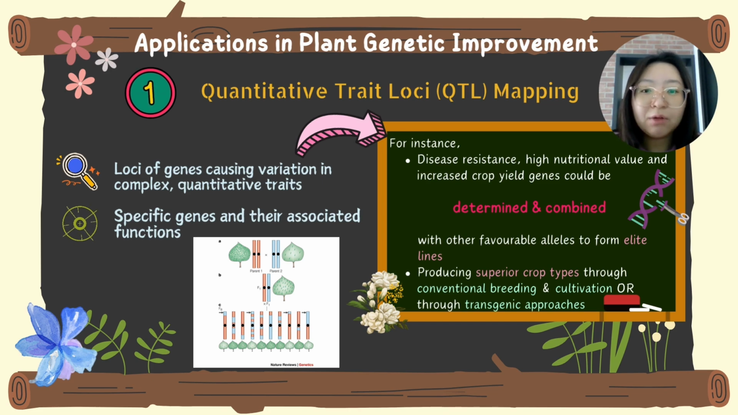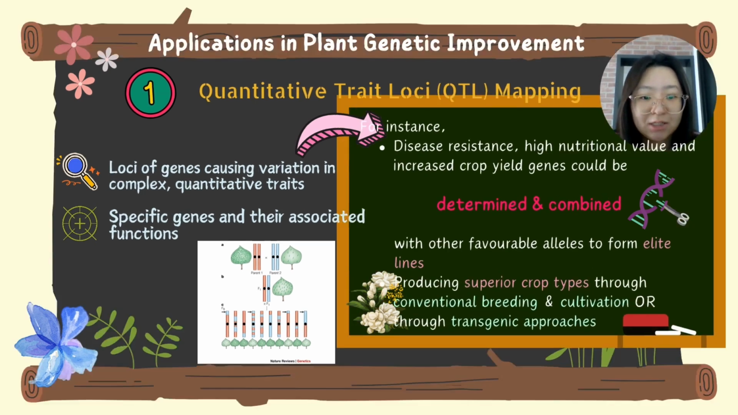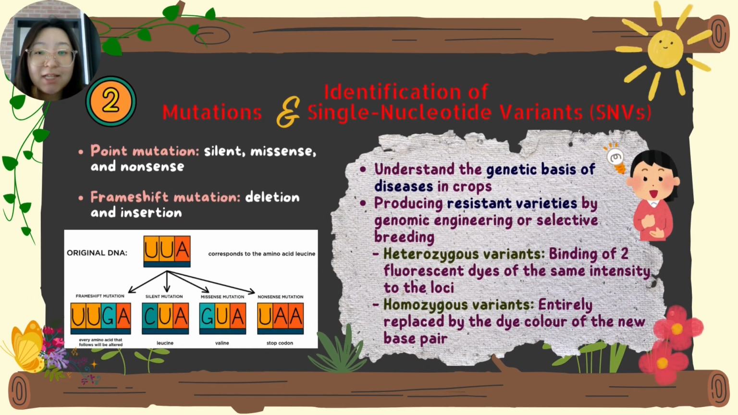Thus, knowing how QTL respond under various genetic conditions allows the development of superior crop types through conventional breeding or cultivation. Besides, it is also possible to directly introduce the favorable genes to a variety of species through transgenic approaches. In addition, the Sanger sequencing method is widely applied in the identification of mutations such as point mutation, frameshift mutation, splicing, and even single nucleotide variants. This knowledge is especially useful in understanding the genetic basis of diseases in crops, thereby producing resistant varieties by genomic engineering or selective breeding.